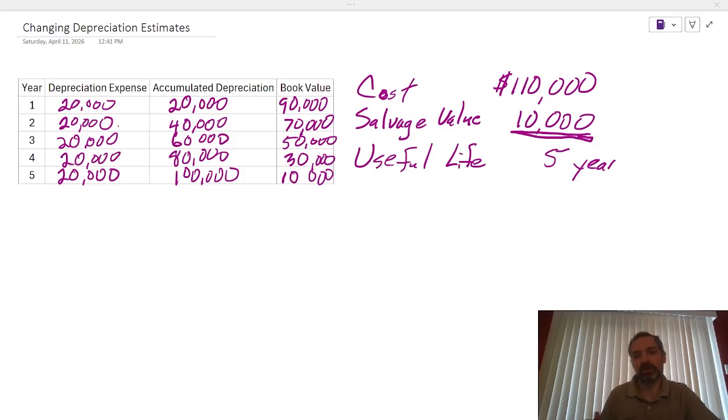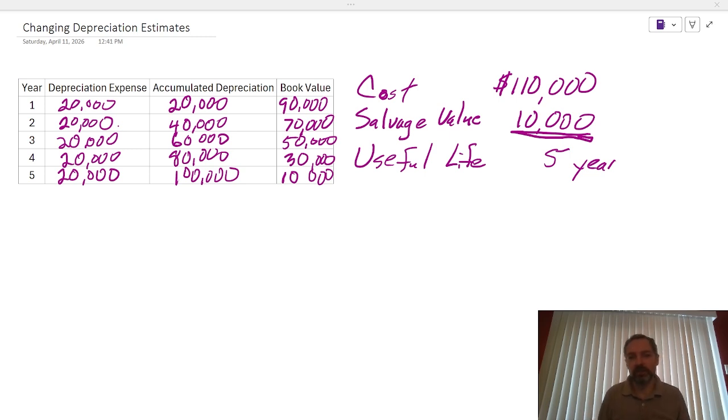When we initially came up with our depreciation calculations, we were using estimates. In this case, let's go with the same asset we've been using. It cost us $110,000, salvage value of $10,000, estimated useful life of 5 years. Let's say we get 3 years in, and we found out that our initial estimates may have been just a little off. And our cost is going to be the same because that hasn't changed.